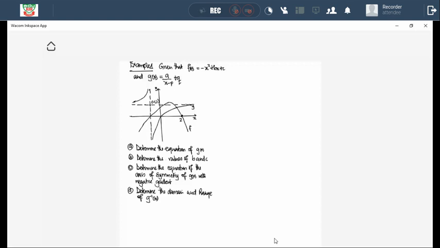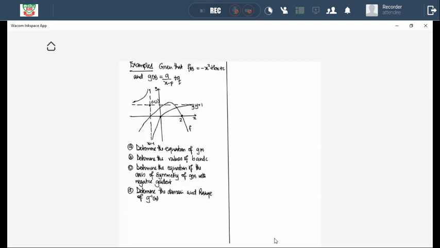Right, if you look at this problem, the first part says determine the equation of g of x. G of x is the hyperbolic function. If you look at your hyperbolic function, what am I given? I'm given the point of intersection of the asymptotes. So the vertical asymptote is at x equal to -1, and the horizontal asymptote is at y equal to 1. I'm also given a point where it passes through, you can see that it passes through the origin.